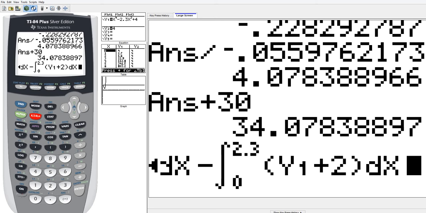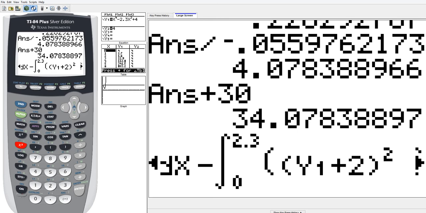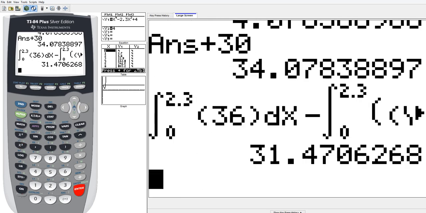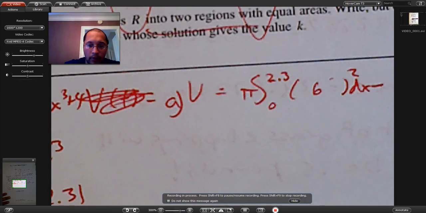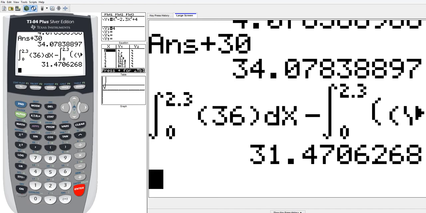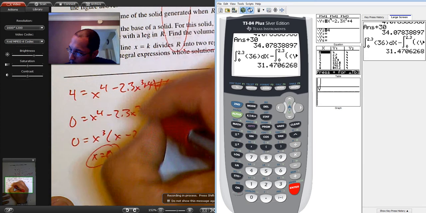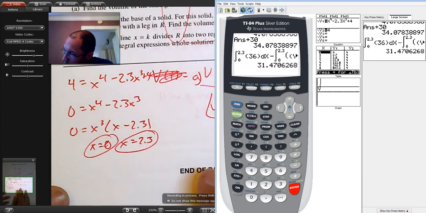Oh, you know what I forgot? I forgot to square it. So, parentheses, second insert, parentheses, squared. And I didn't do this in terms of pi, so basically it's 31.471 pi. So the volume is going to equal 31.471 pi units cubed. Alright, so, hooray for slow calculators.